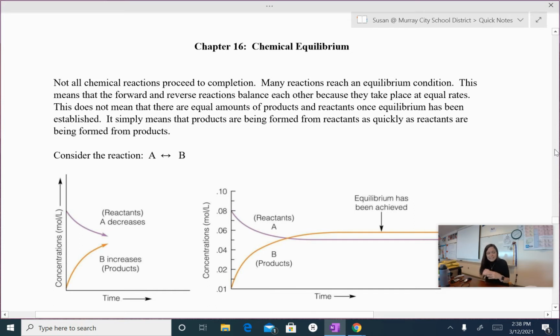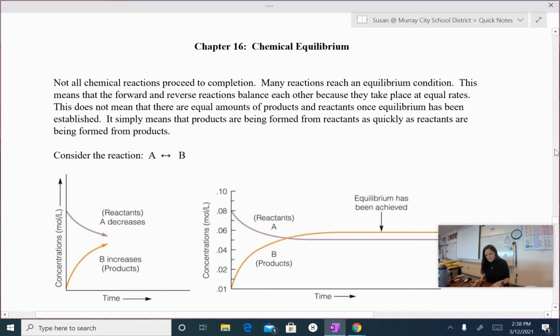This does not mean that there are equal amounts of reactants and products, okay, once equilibrium has been established. It simply means that the products are being formed at exactly the same rate as the reactants are being formed from the products, okay? Rates are the same.